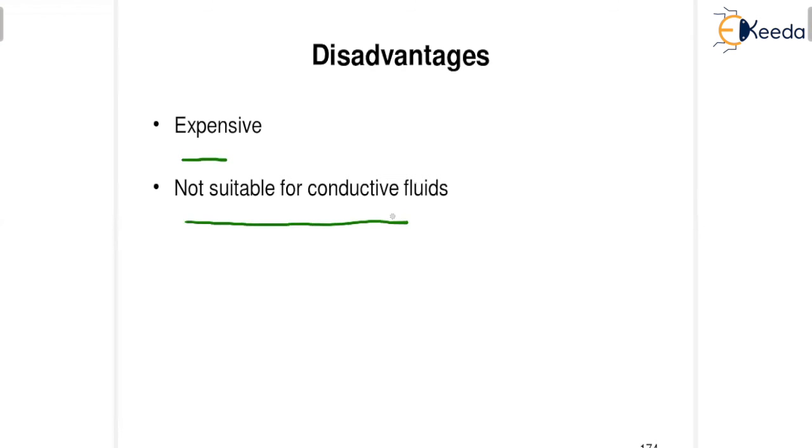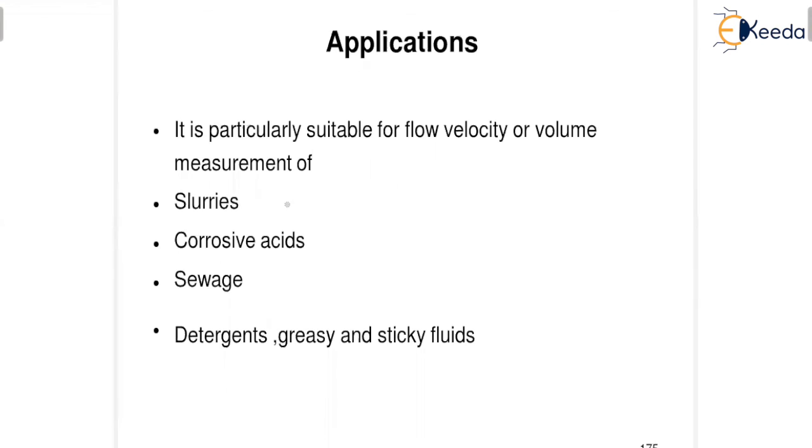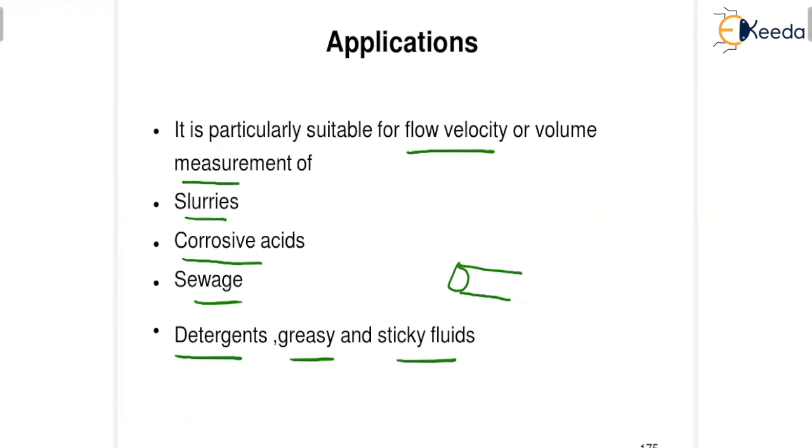So with that we have completed this particular session, and the final topic is the applications: for what purpose are we going to use the electromagnetic flow meter? It is used for the measurement of flow velocity and volume of slurry liquids, corrosive acids, sewage, detergents, and greasy and sticky fluids. It is not only used for general fluids; it can also be used for dirty liquids, slurry liquids, mud liquids, corrosive acids, and sometimes sewage.